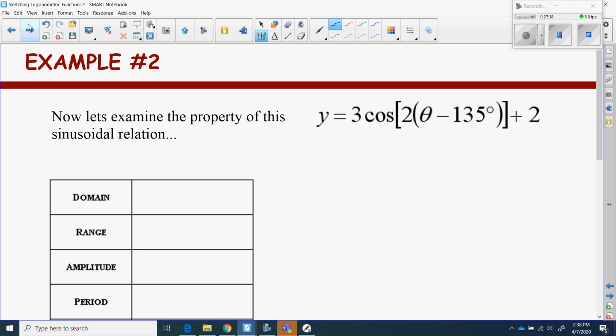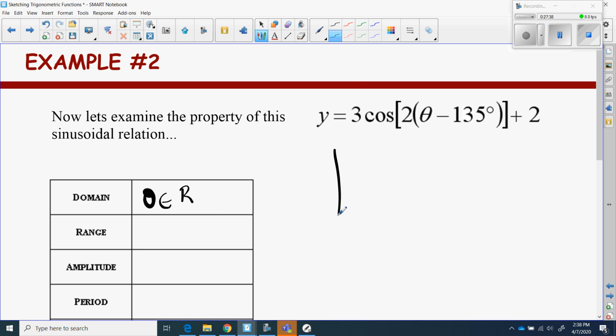All right. Here's our second example. So let's look at this one. Let's fill in our chart first. All right, so the domain, that's always pretty much the same thing. Theta can be any element of the real numbers. The range, this one you got to think through.